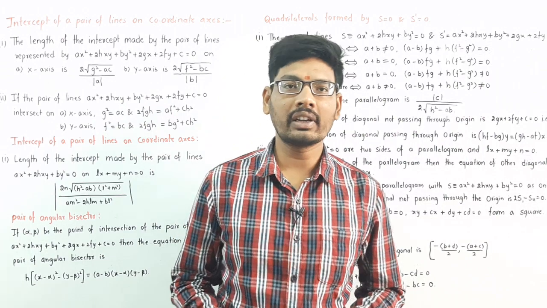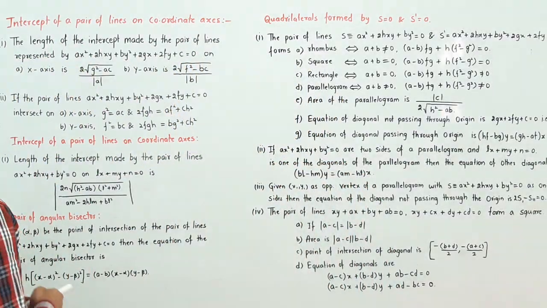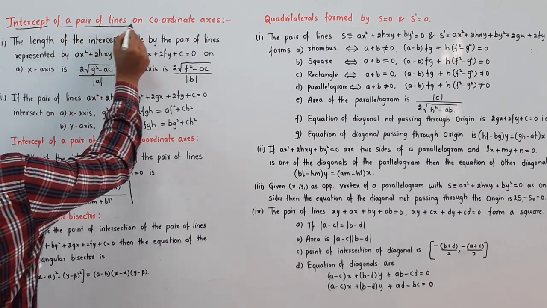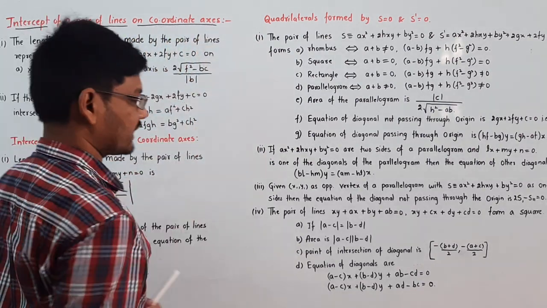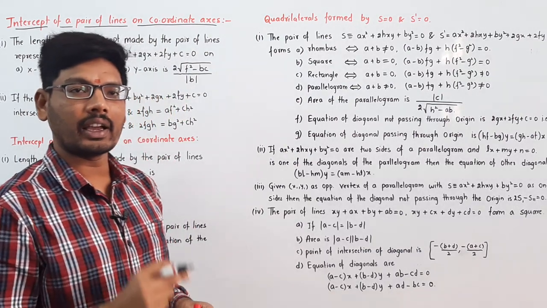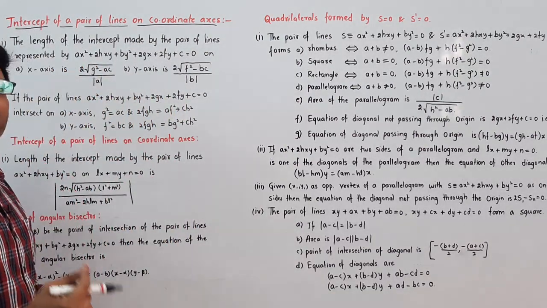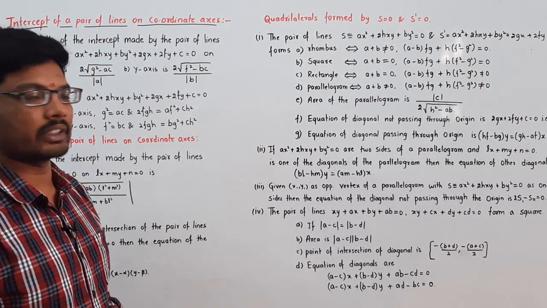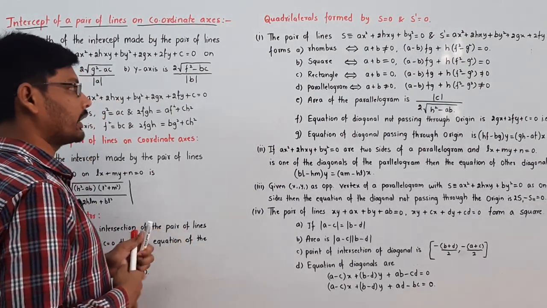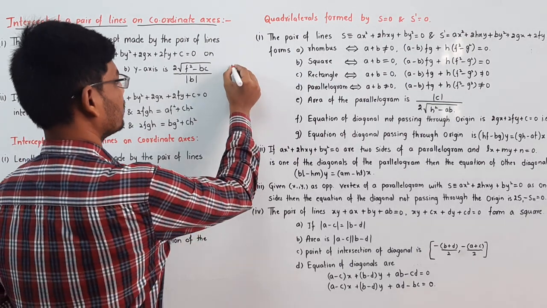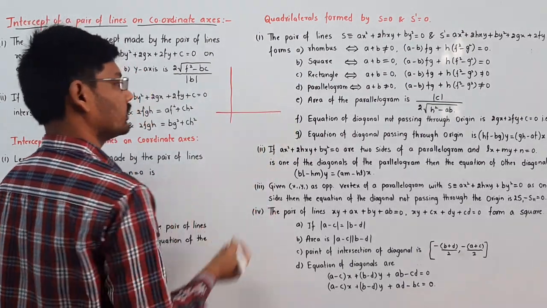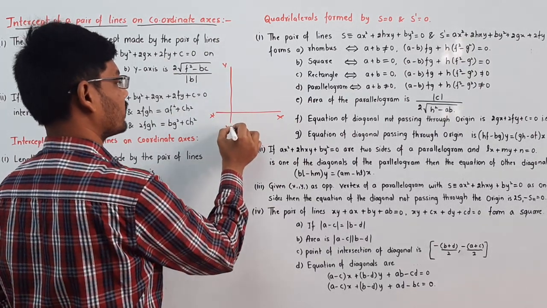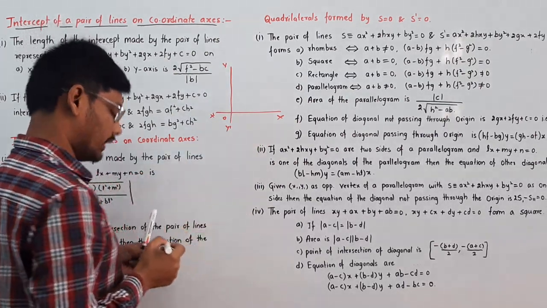In that pair of straight lines chapter, the next topic is the intercept of a pair of lines on the coordinate axis. Here we are going to discuss the distance at which the pair of lines intersect the coordinate axis. So first of all, I am taking the coordinate axis here. This is x, x dash, y, y dash, and this is the origin.